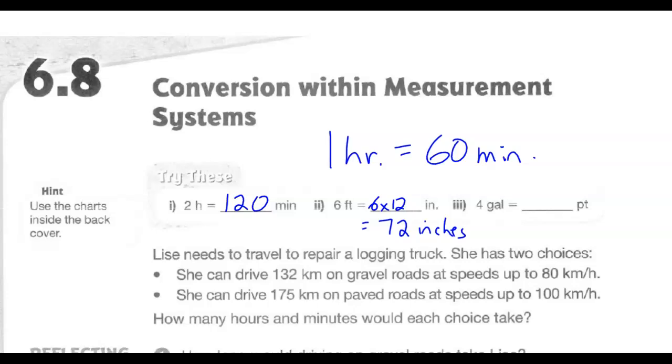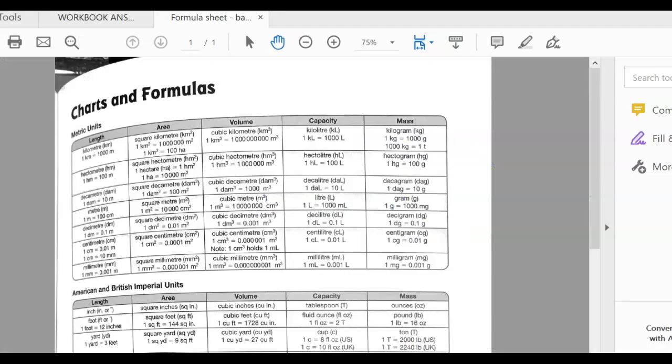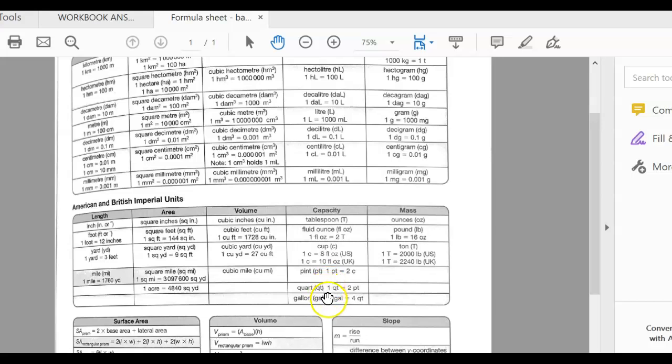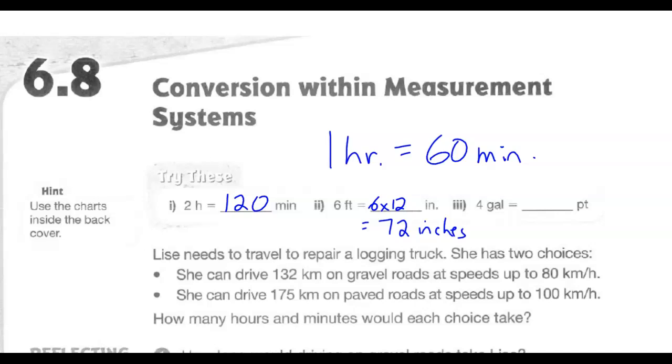Then 4 gallons. If you're not sure how many pints are in a gallon, look in the back page of your workbook. Remember, that is a capacity. That's imperial. So we look down here. 1 gallon is 4 quarts, and 1 quart is 2 pints. So really 1 gallon equals 8 pints. So if we've got 4 gallons, we have to multiply both by 4. So 8 times 4 is 32 pints.